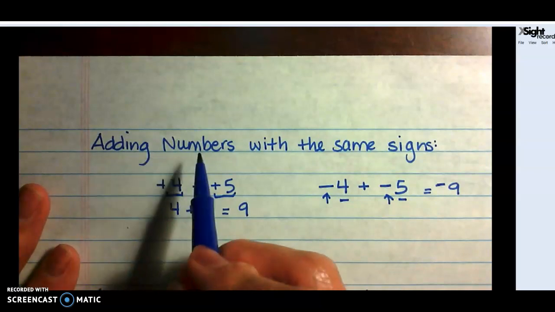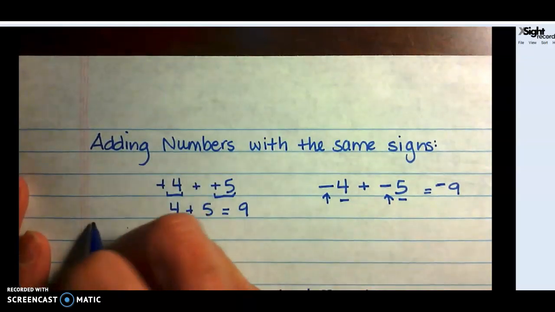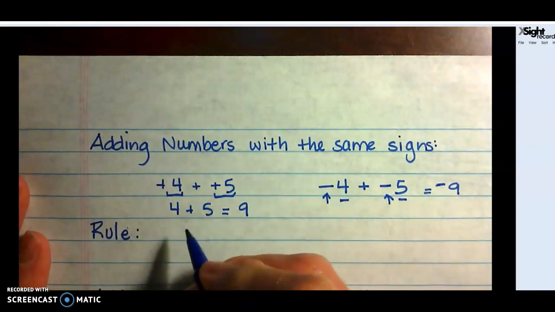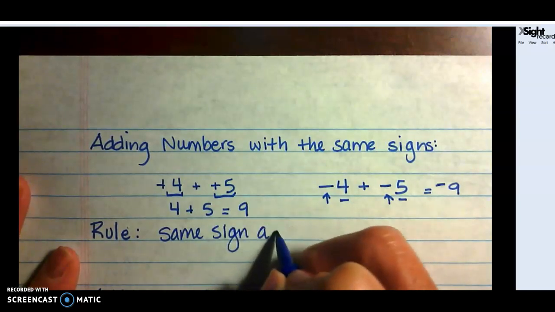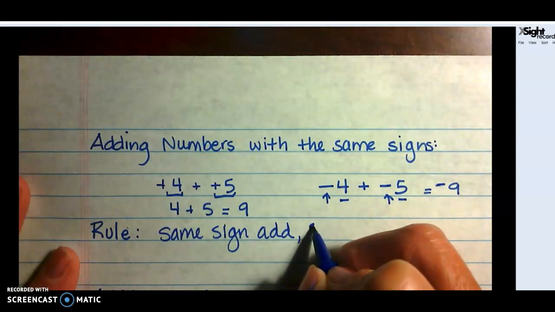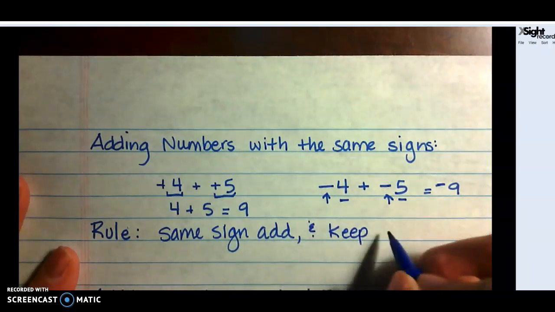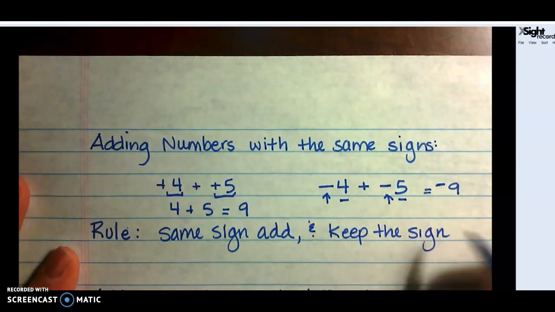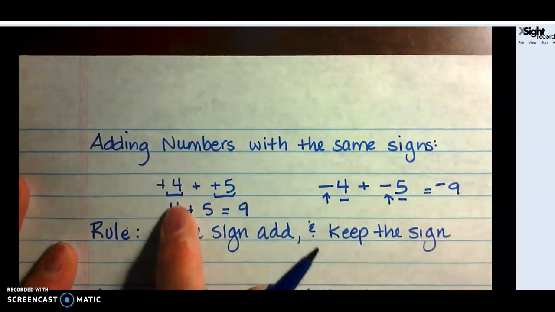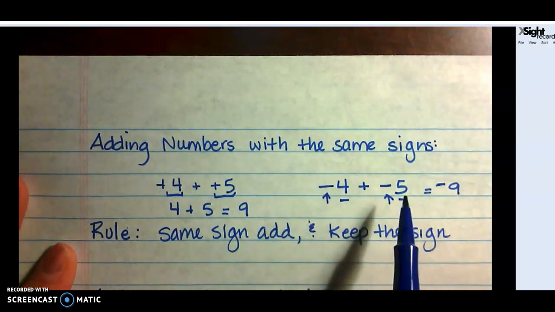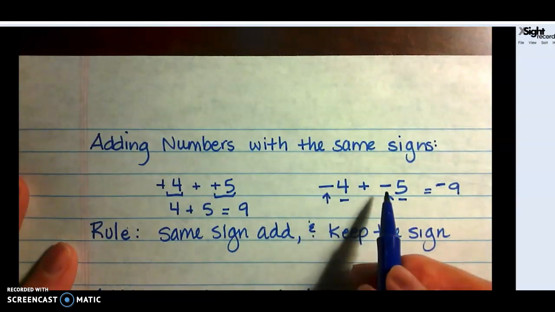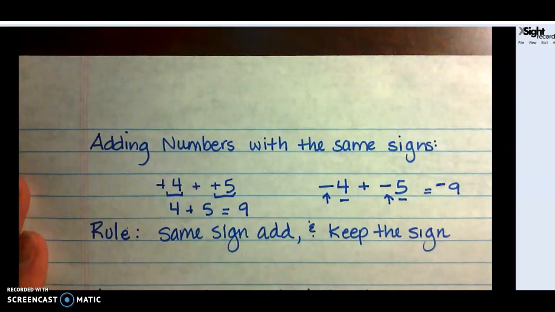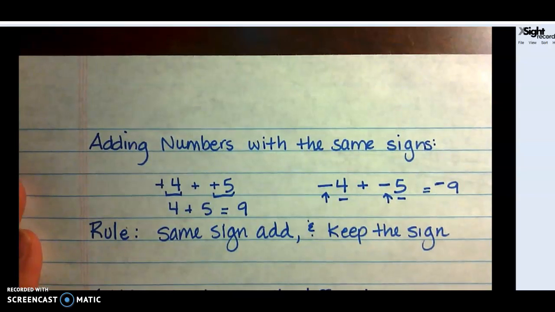So when you have numbers with the same sign, the rule that we use is: same sign, add, and keep the sign. So that's your little rule. If they have the same sign, they're both positives or they're both negatives, then you just add the numbers together and you keep whichever sign, the negatives or the positives. That's pretty straightforward, and most everybody yesterday showed us that they could do that.